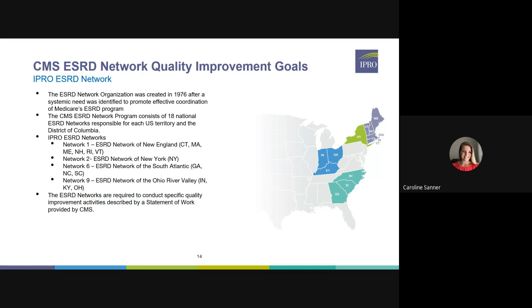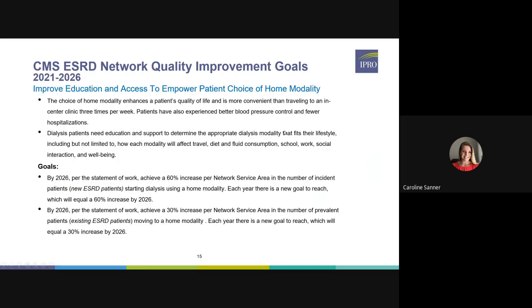The current contract for the network organizations has quality improvement activities to increase the rate of kidney transplants and increase the rate of patients on dialysis at home. These quality improvement activities were developed to work in line with the Department of Health and Human Services work and other goals in the ESRD sector. The current statement of work contract provided by CMS runs from 2021 to 2026. There are two goal areas: improve the education and access to empower patient choice of home modality, and improve the choice of transplant.